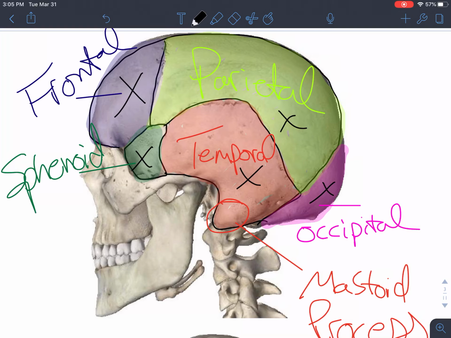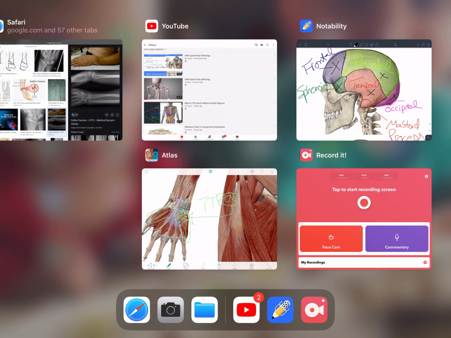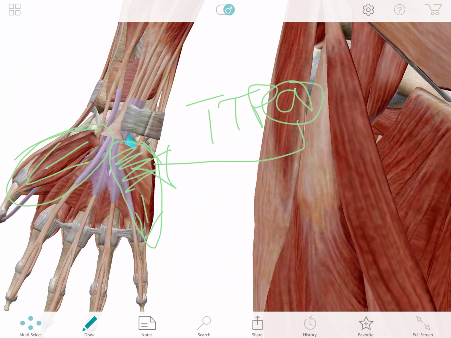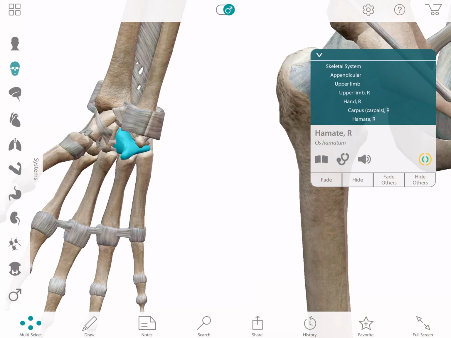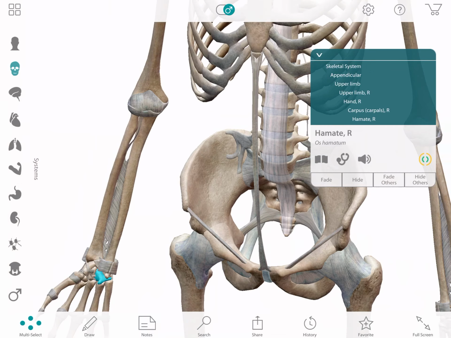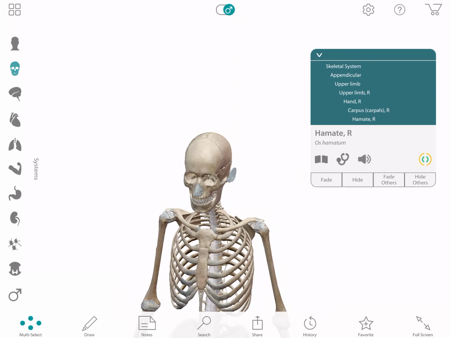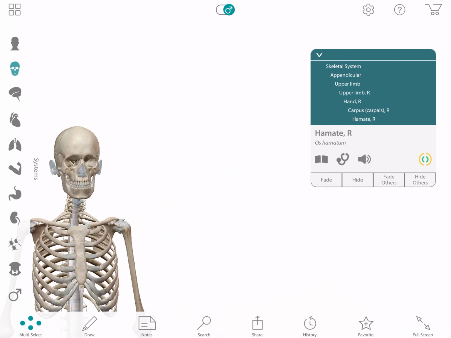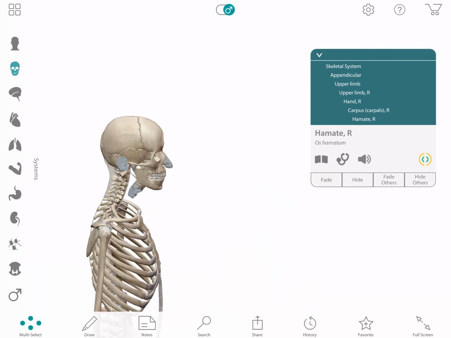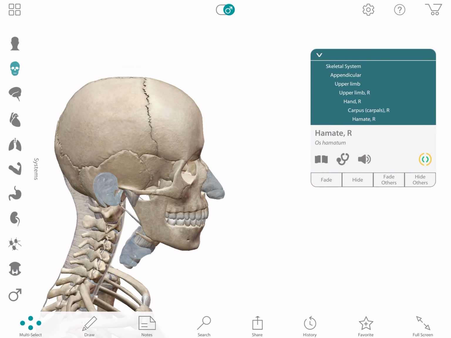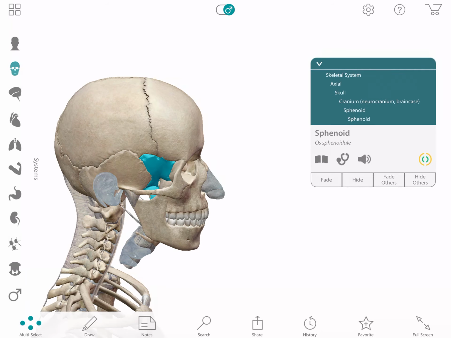I wanted to show you guys something about the sphenoid. It's from something else. So let's take off the muscles. This is the Human Body Atlas app, a pretty sweet app. If we zoom in, there are all the cranial bones. So we tap on the sphenoid.